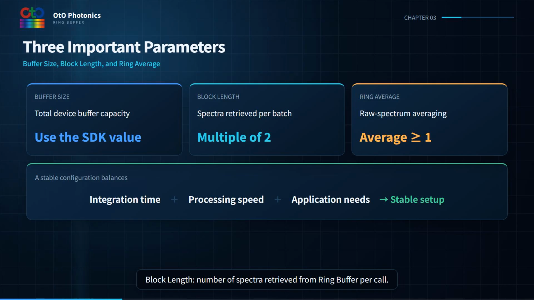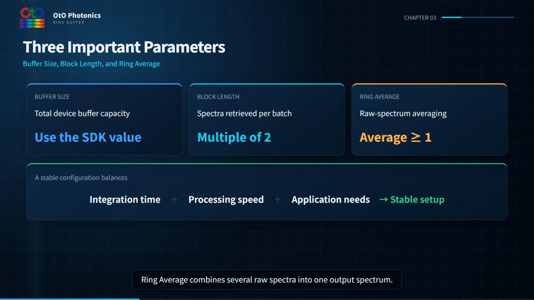Block length is the number of spectra the computer retrieves from ring buffer in one call. According to the SDK rules, this value must be a multiple of 2. A very small block length increases the number of USB calls. A very large value increases the waiting time and host processing load.